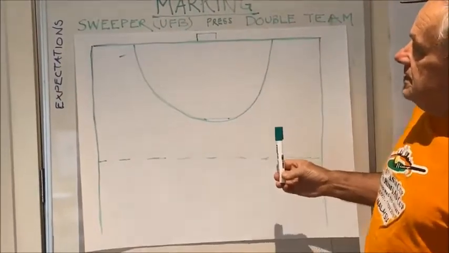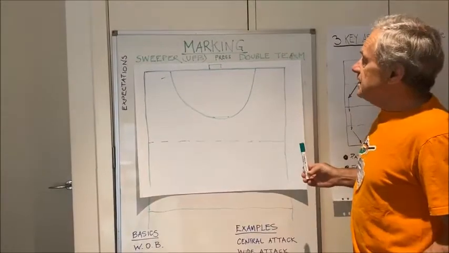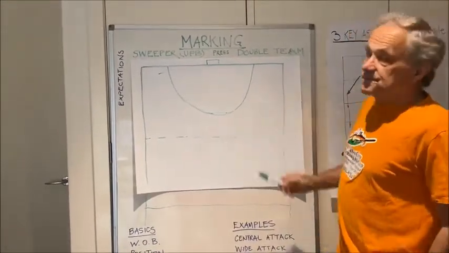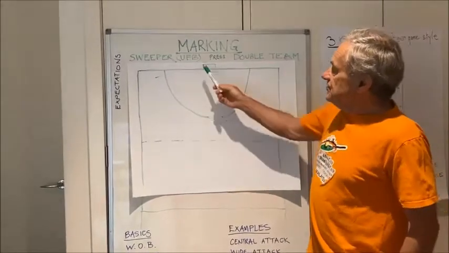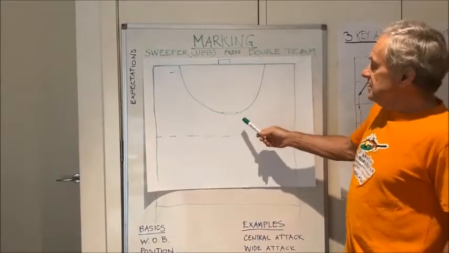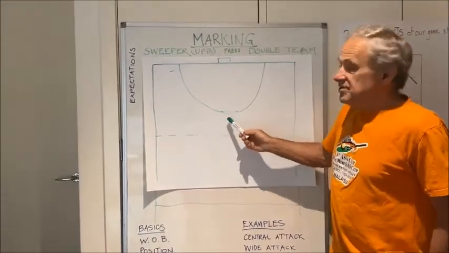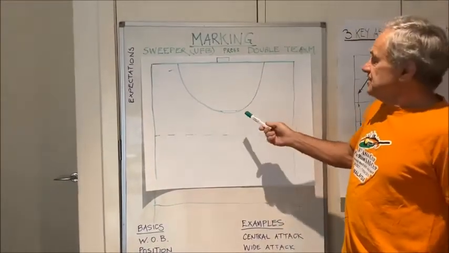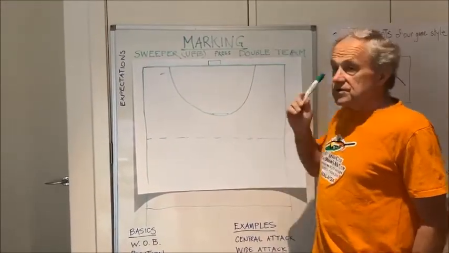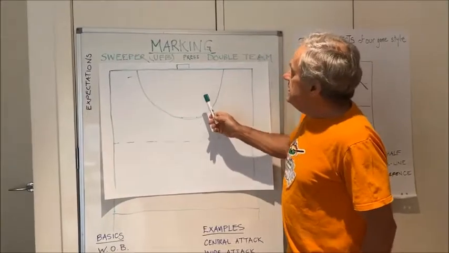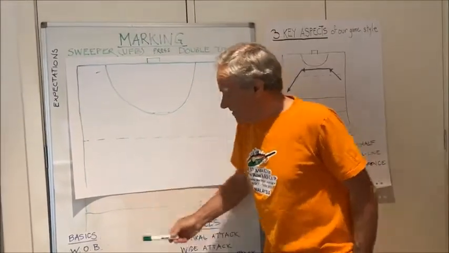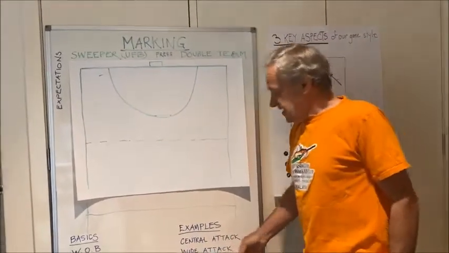Now, the idea of our system is that we double team, and we do this by using our free sweeper or up fullback to work with the marker of the opposition lead player who has the ball. In order to explain our marking more fully, we will look at our basics and look at three examples.